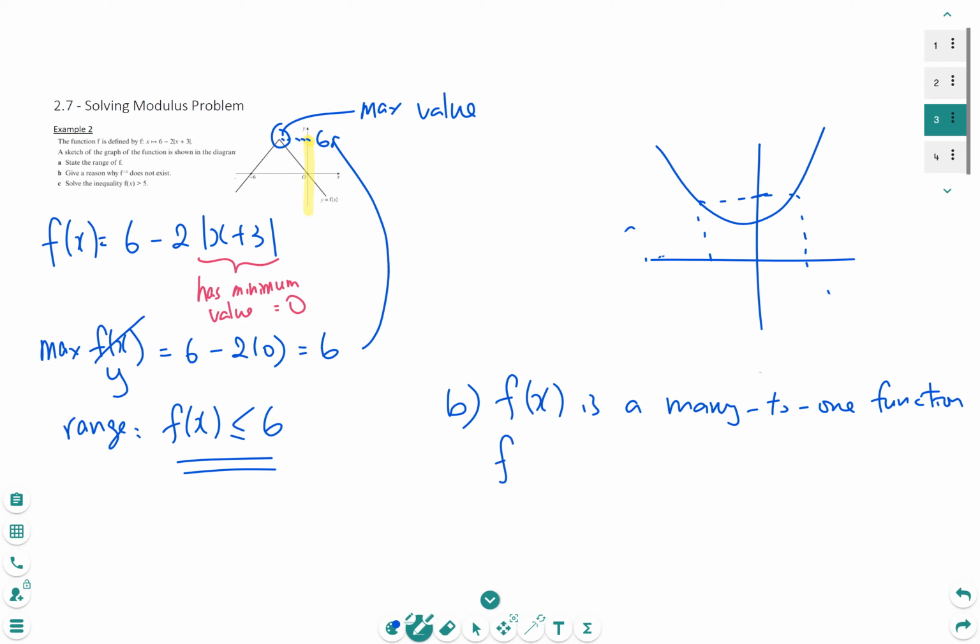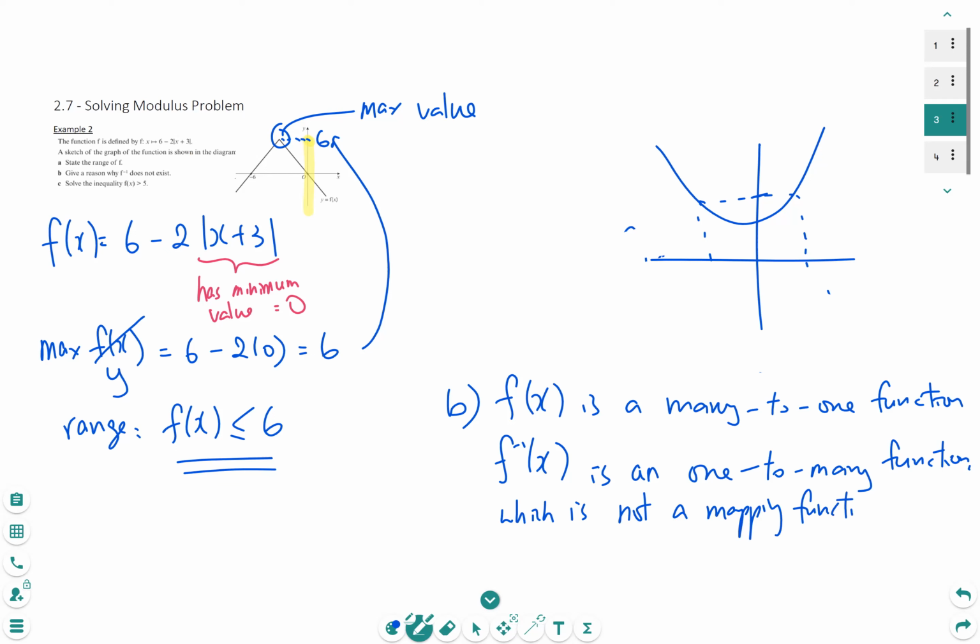But when you do the inverse, the inverse becomes a one to many. So the inverse of a many to one function, you flip it, becomes a one to many function. Now, what's the problem with a one to many function? See if you remember about 2.2. A one to many function is not a mapping function. Therefore, the inverse of f of x does not exist.